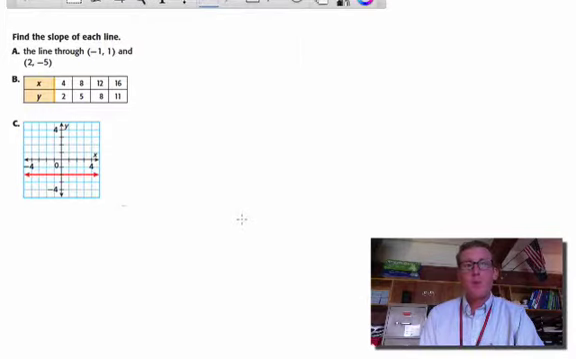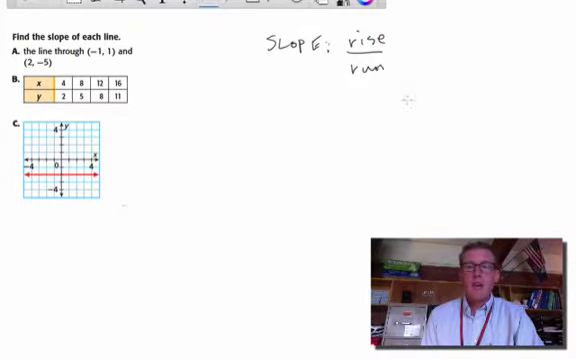Class, for this short clip, what we're going to do is look into finding the slope of each line. So we'll just work our way through A, B, and C. When we talk about slope, the important thing to remember is that slope can be defined as the change in your rise over the change in your run.